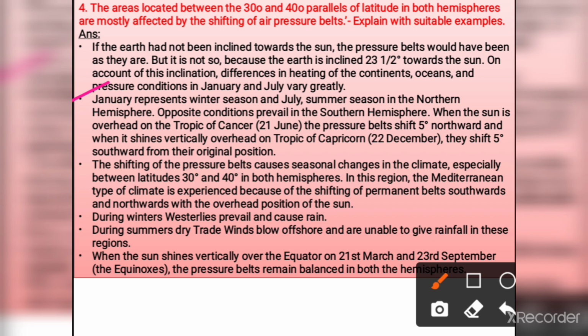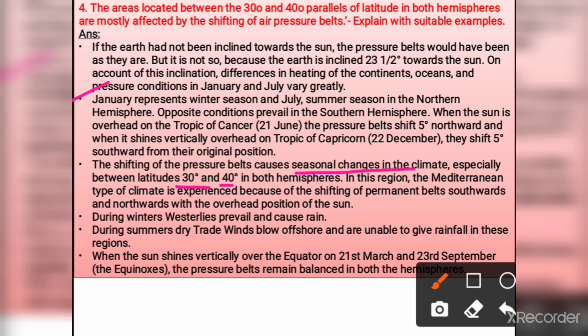When the sun is overhead on the Tropic of Cancer, on 21st June, the pressure belts shift 5 degrees northward, and when it shines vertically overhead on the Tropic of Capricorn, on 22nd December, they shift 5 degrees southward from their original position. That means on 21st June, pressure belts shift 5 degrees northward, and on 22nd December, they shift 5 degrees southward. This shifting of the pressure belts causes seasonal changes in the climate, especially between latitudes 30 degrees and 40 degrees.